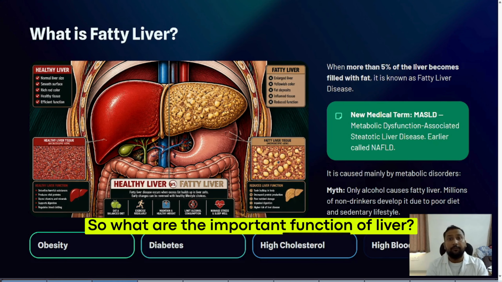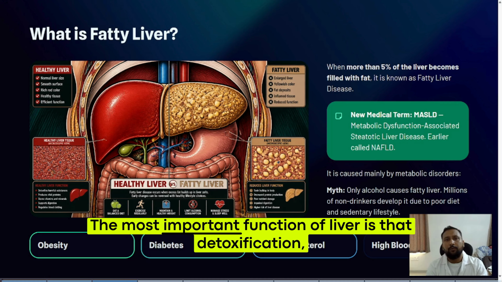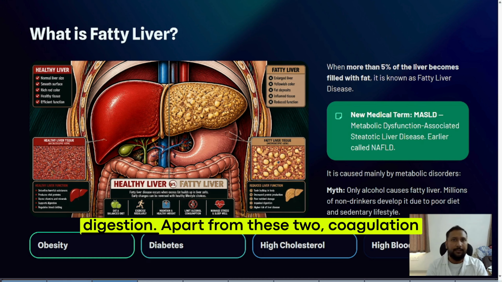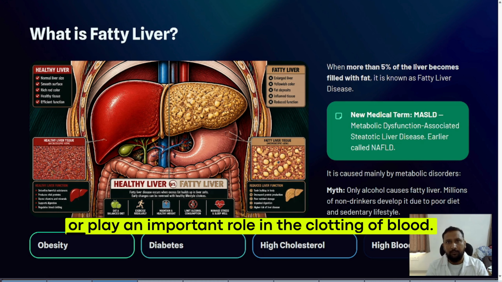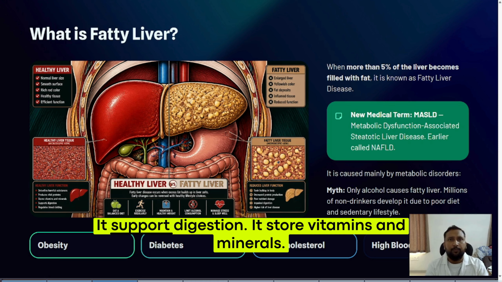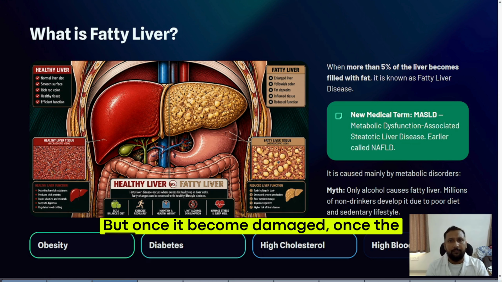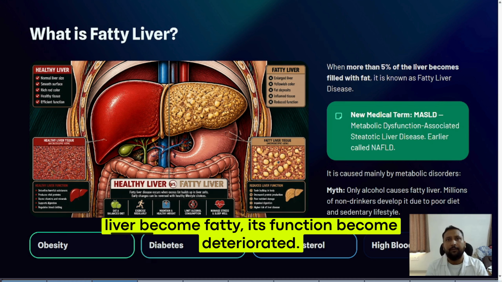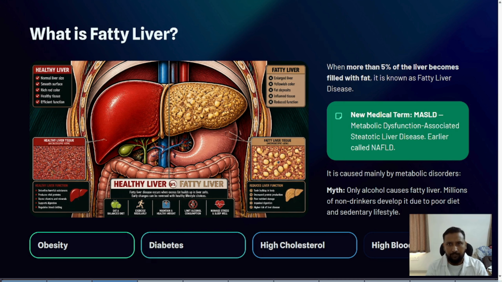So what are the important functions of the liver? The most important functions of the liver are detoxification and digestion. Apart from these two, coagulation, it plays an important role in the clotting of blood. It supports digestion, and it stores vitamins and minerals. But once it becomes damaged, once the liver becomes fatty, its function deteriorates.